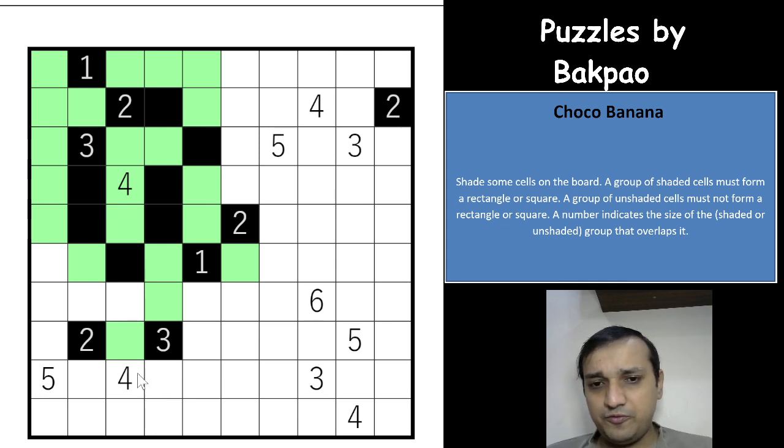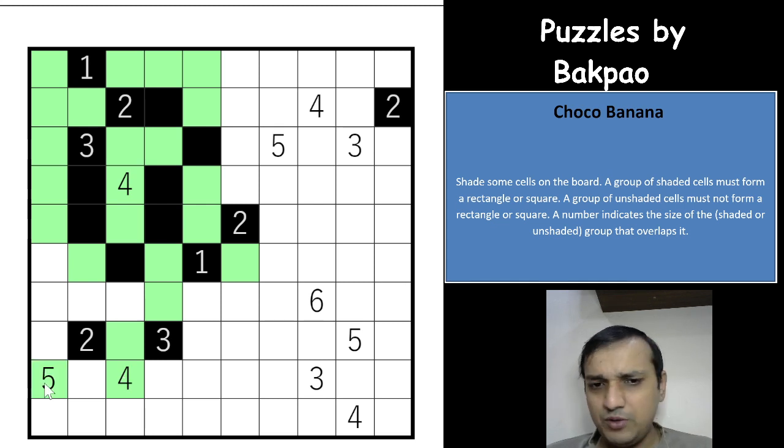We know that 4 can either be shaded or unshaded. Seeing the placement of the 4 at this point, can 4 be shaded? So the moment you shade a 4, how will you form a rectangle or a square? That is not at all possible, right? So this will always have to be unshaded, whatever be the case, right?